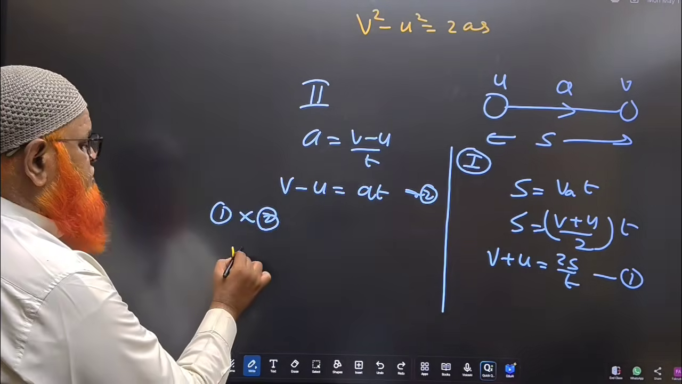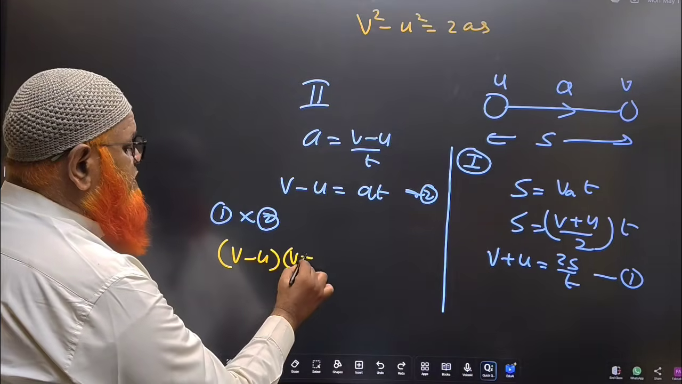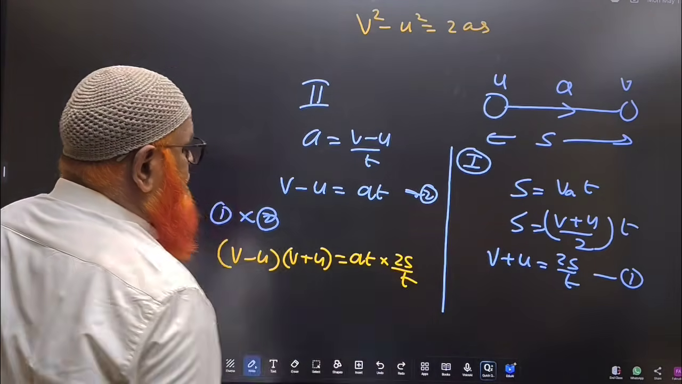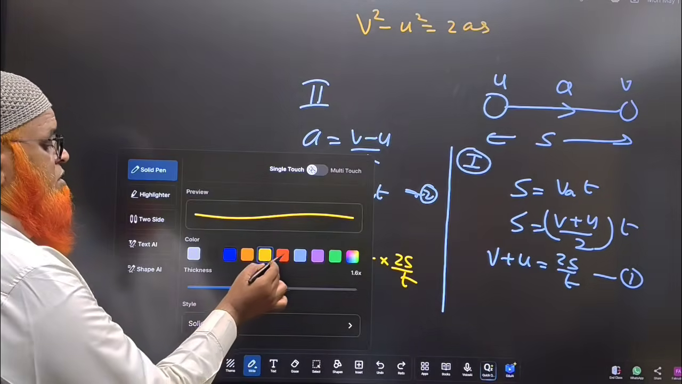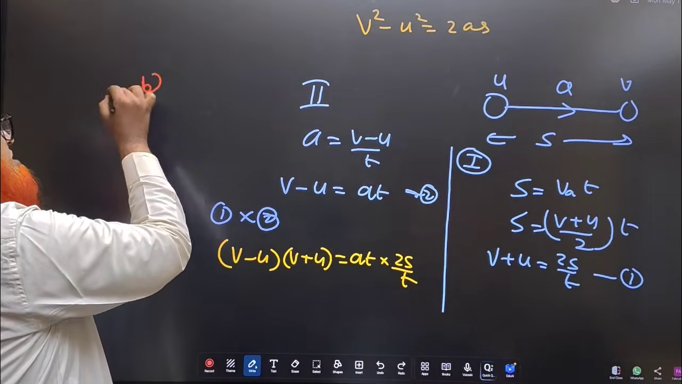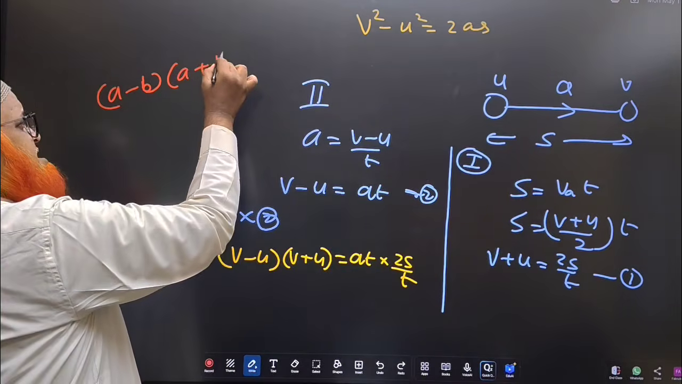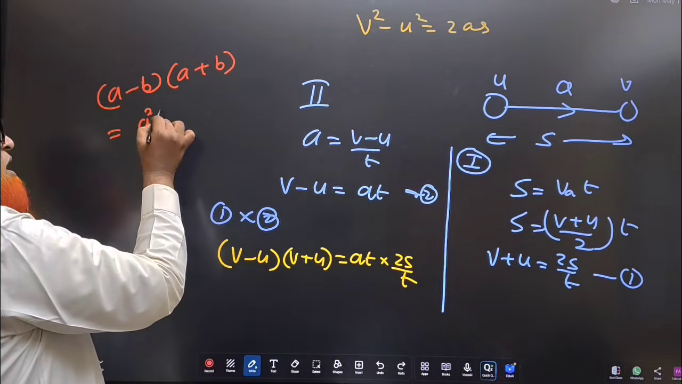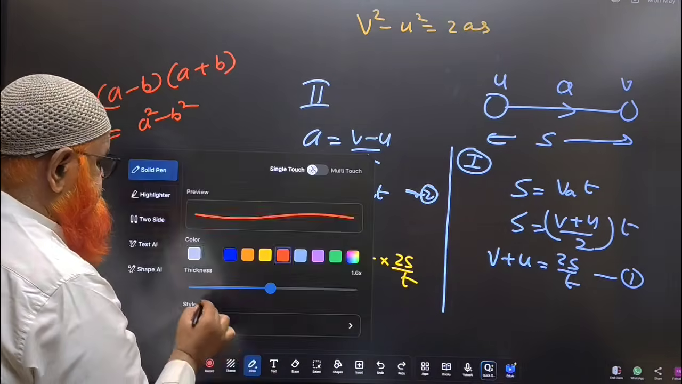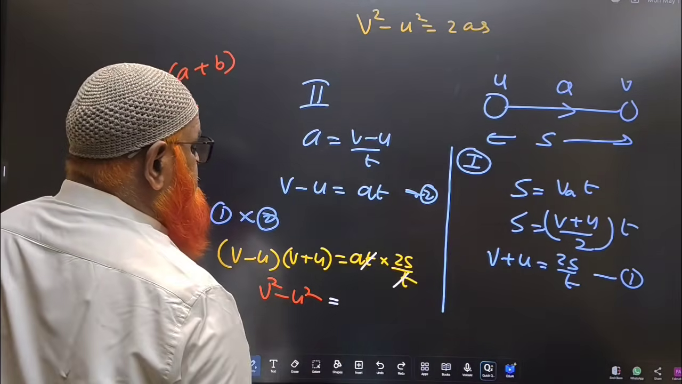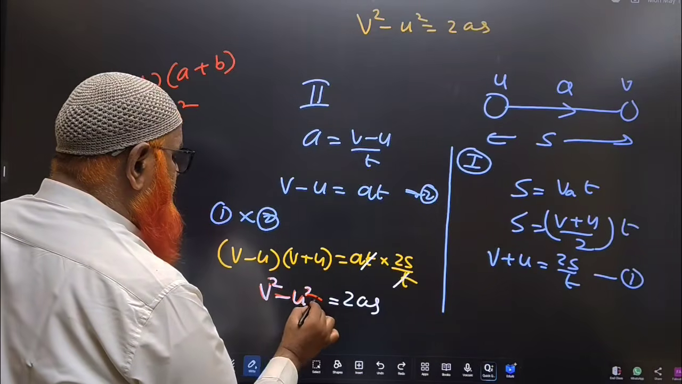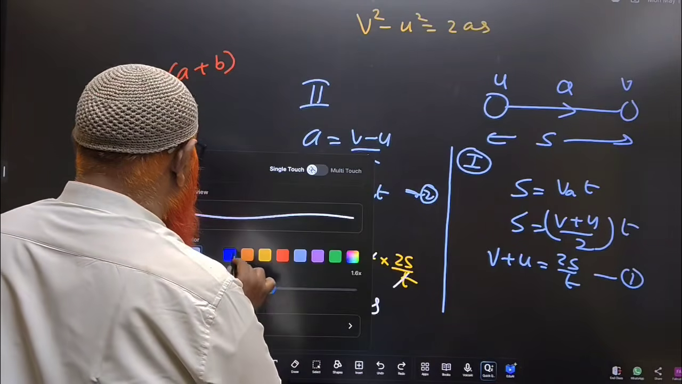What will you get now? v minus u into v plus u is equal to at into 2s by t. Okay, so it's going to happen now. a minus b into a plus b. For small children who are sitting here, just remember a minus b into a plus b, if you multiply, it's going to become a square minus b square. Here it is v square minus u square. That's it. So t gets cancelled, it's going to be 2as. So v square minus u square is equal to 2as.